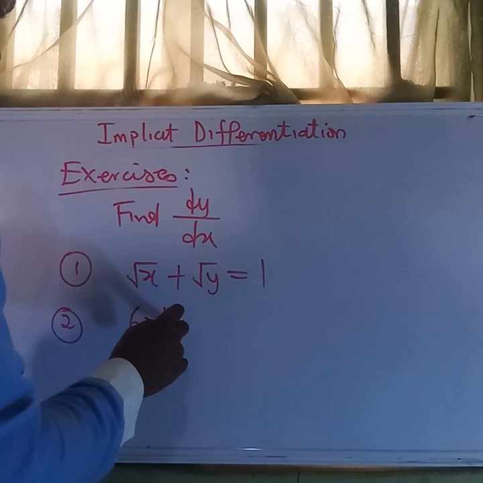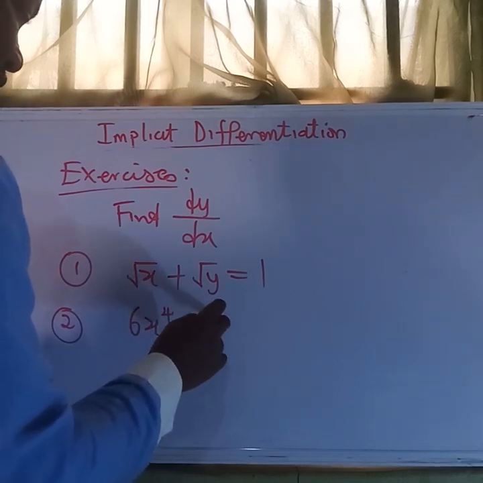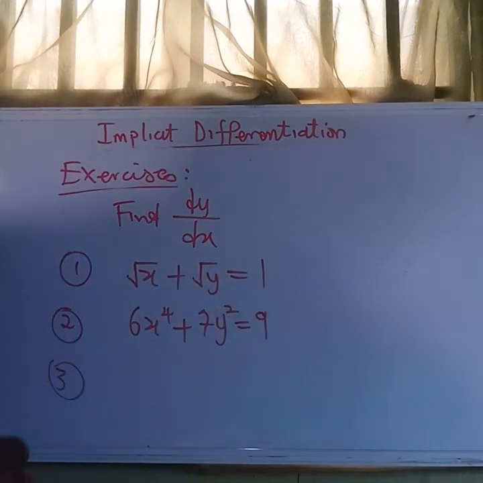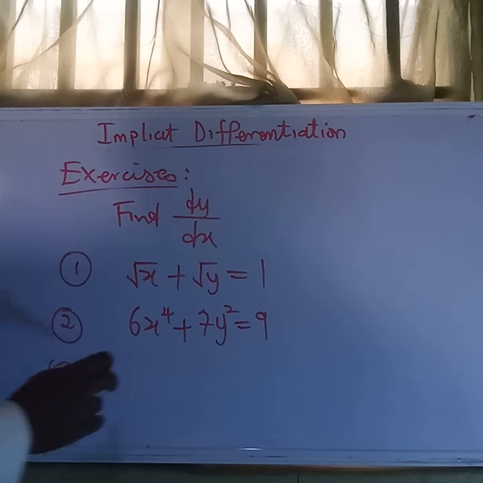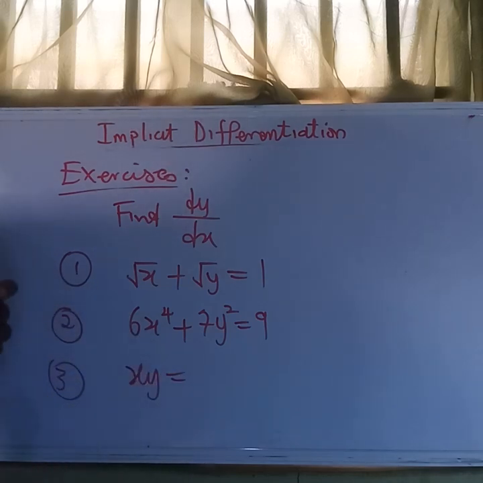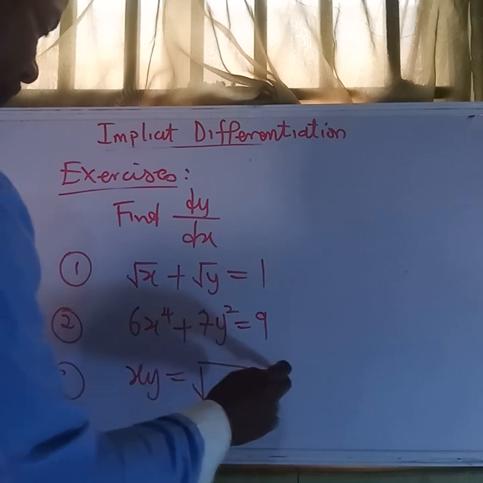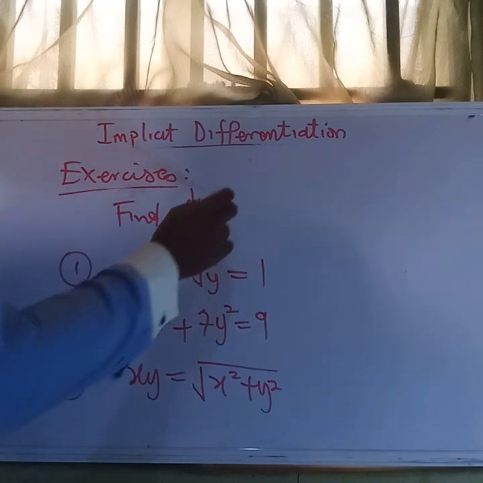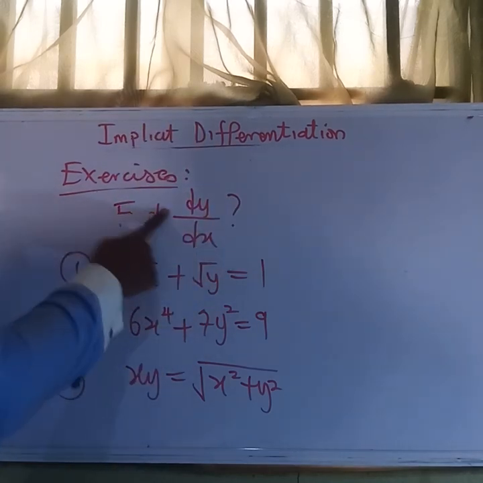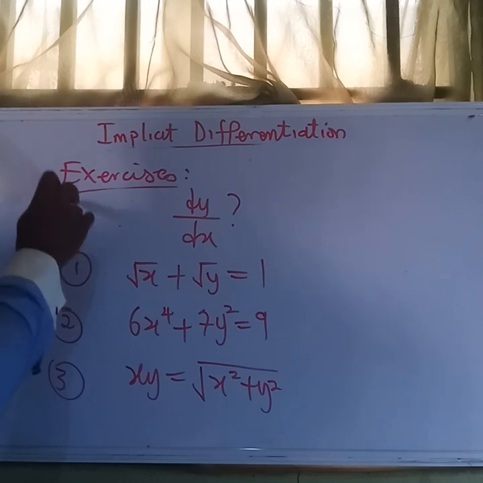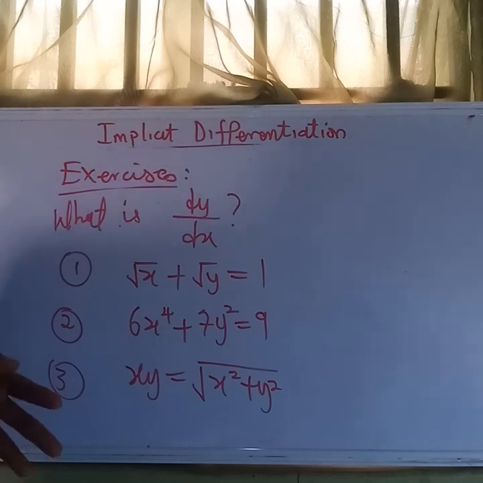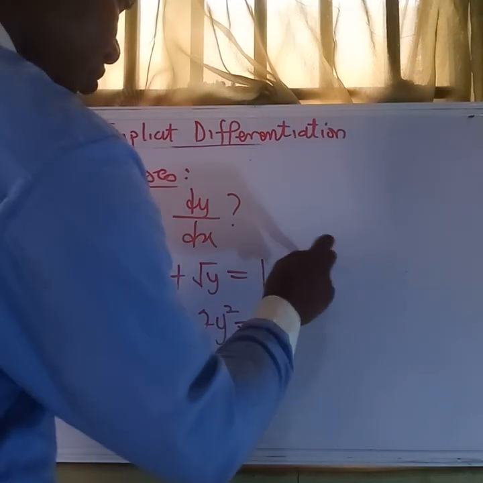Number 2: 6x to the power 4 plus 7y squared equals 9. Number 3: we also want to find the implicit term xy equals the square root of x squared plus y squared. In each of these, we want to find dy/dx. So what is dy/dx in each of these? We can add more and more. For example, let's have number 4.